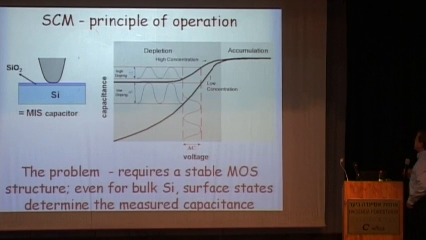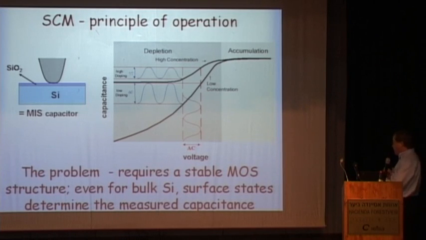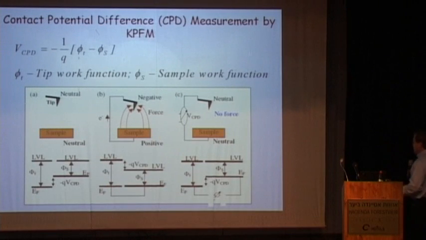The scanning capacitance microscopy doesn't work, to make a long story short, mainly because you need a stable MOS arrangement, a very stable surface or good dielectric between the tip and the sample, and it's very hard to get with a nanowire. So what is one of the solutions? One of the solutions is Kelvin probe force microscopy.